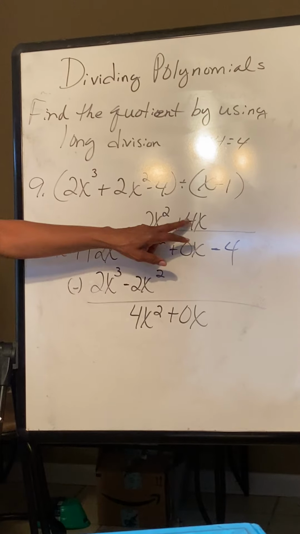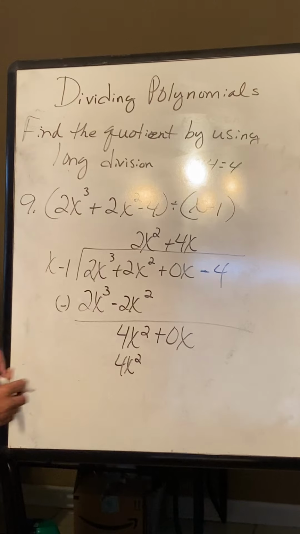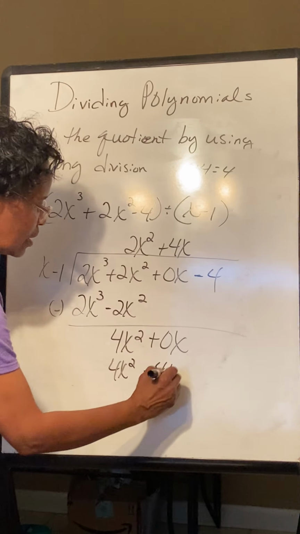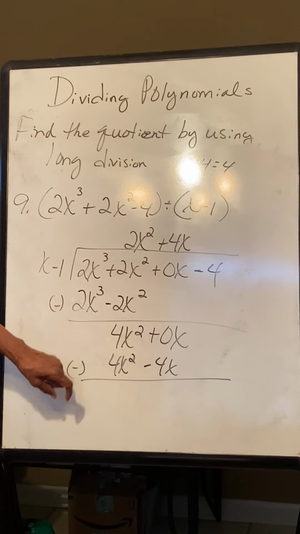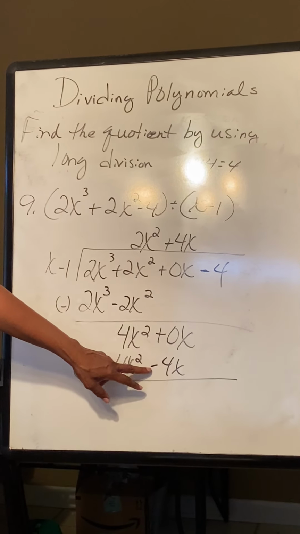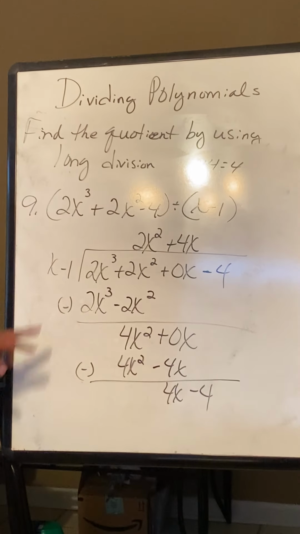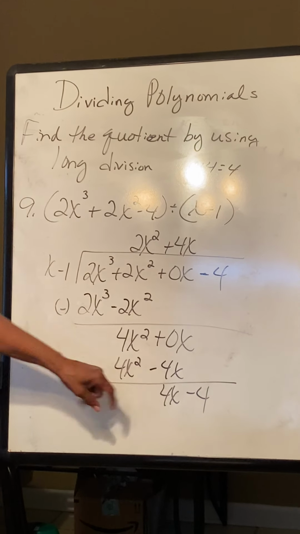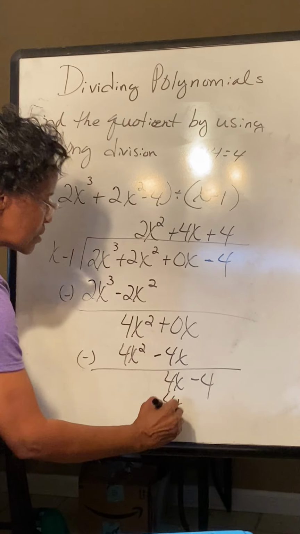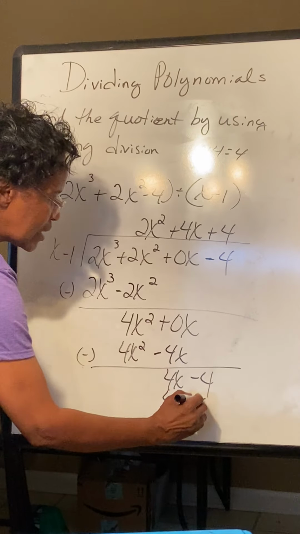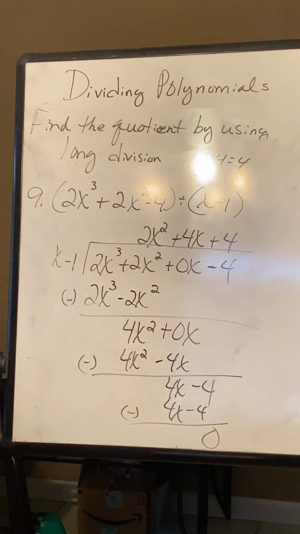When I multiply, 4x times x gives me 4x squared. Then 4x times a negative 1 gives me a negative 4x. I'm ready to subtract. Any number minus itself is 0. 0x minus a negative 4x is a positive 4x. Bring down the next term. Ask yourself, x times what would give me 4x? That would be a positive 4. Multiply. 4 times x gives me 4x. And 4 times a negative 1 gives me a negative 4. And any number minus itself gives me 0.